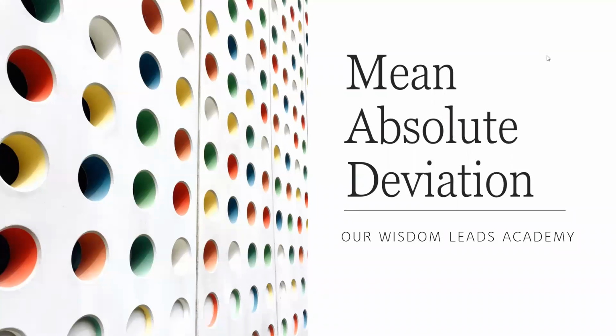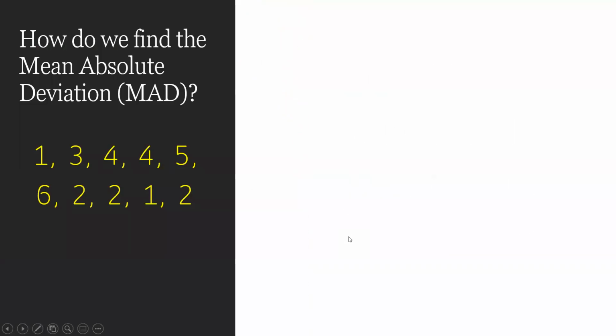Today we are going to talk about mean absolute deviation, also known as MAD. First and foremost, how do we find the mean absolute deviation of a data set? First of all, let's start with this data set that consists of 10 numbers.